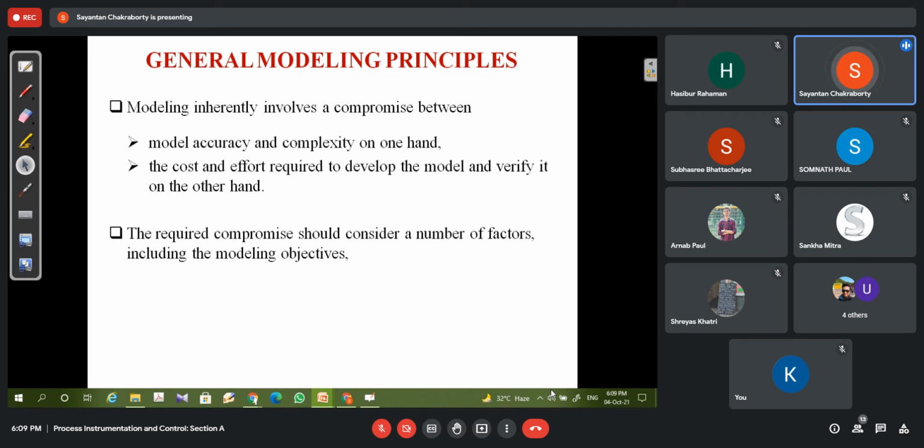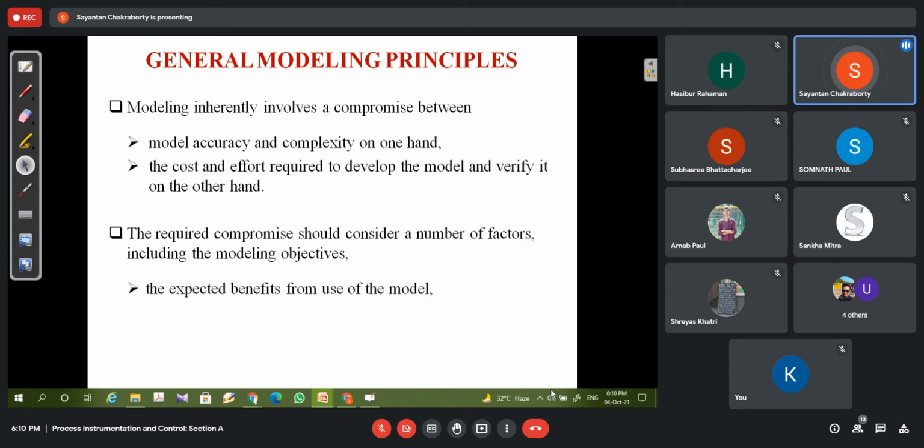The required compromise should now consider the following factors, and these are the modeling objectives. What are the factors that we should consider while making this compromise? First, the expected benefit from the use of the model. Now, what are the benefits that you expect? If you expect the benefit to be not very important, then an approximate model with less accuracy and less complexity will be very well suited.